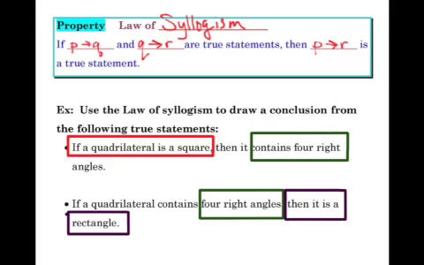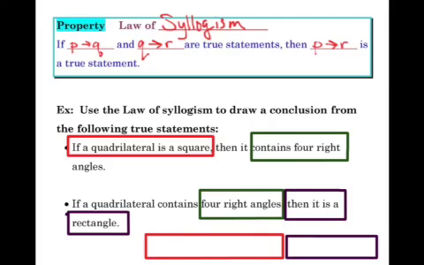So we can imagine taking the red, removing the green, that's our link between the two of them, and then adding the purple piece as our conclusion. So we're going to combine this into the red and purple. If a quadrilateral is a square, then it is a rectangle, which is also a true statement. All right, because a rectangle is just a quadrilateral with 4 right angles, so it's a specific case of a rectangle.